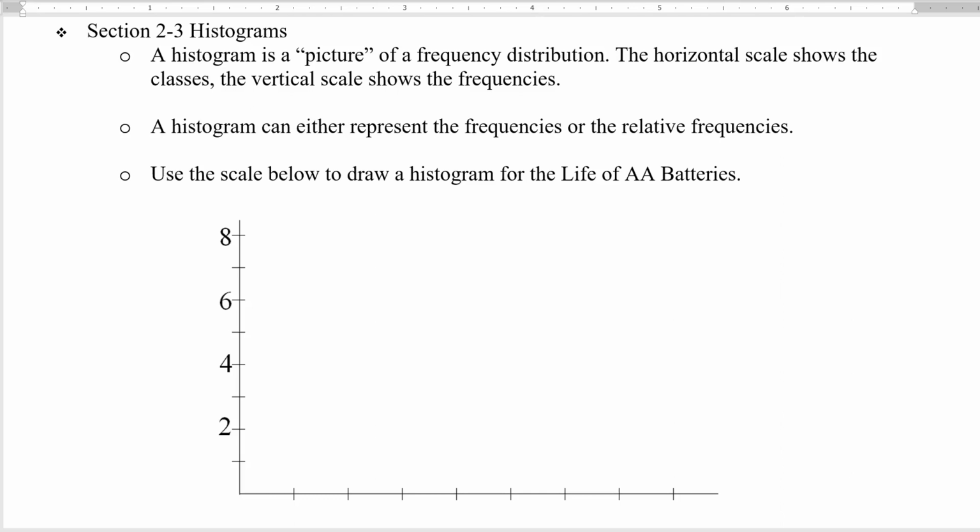So for section 2.3, we're going to look at a histogram. A lot of people think of it as a bar graph, but we will be doing bar graphs specifically for categorical data. This is for quantitative data, so we will use a histogram specifically for quantitative data only.